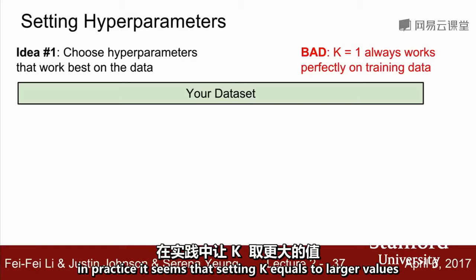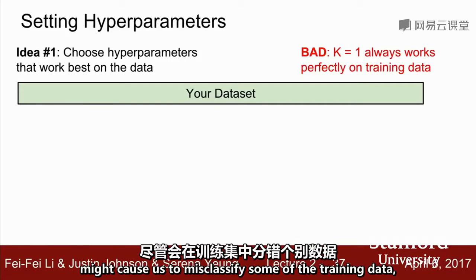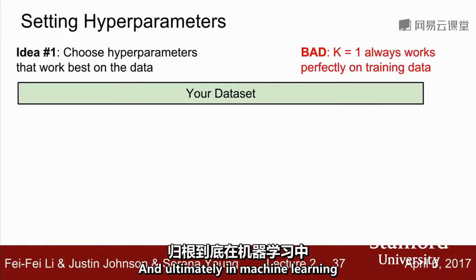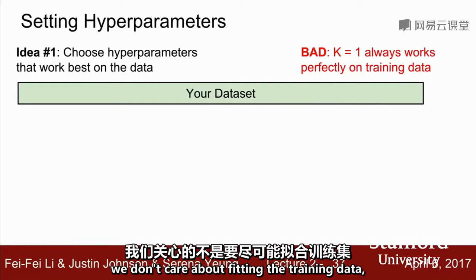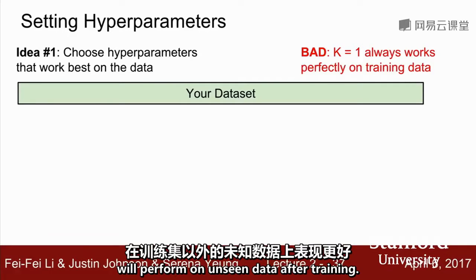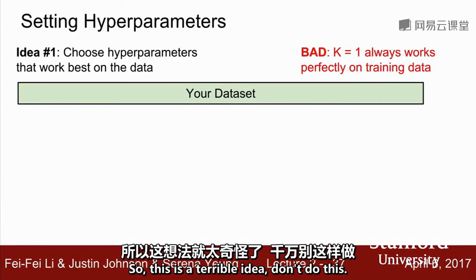But as we saw from the examples earlier, in practice, setting k to larger values might cause us to misclassify some of the training data, but in fact lead to better performance on points that were not in the training data. And ultimately, in machine learning, we don't care about fitting the training data. We really care about how our classifier or our method will perform on unseen data after training. So this is a terrible idea.